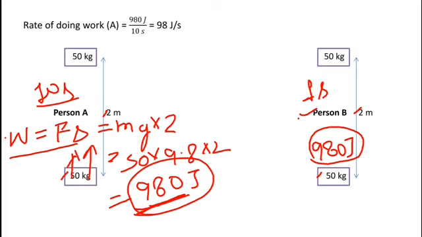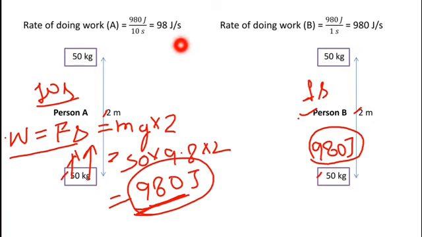Now let us calculate the rate of doing work for person B. So the rate of doing work for person B is equal to the total amount of work, that is 980 joule, divided by the total time taken, that is 1 second. So it comes out to be 980 joules per second. It means person B has the capacity to spend 980 joules of energy every second.